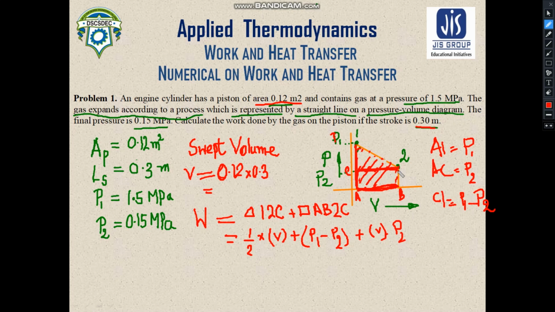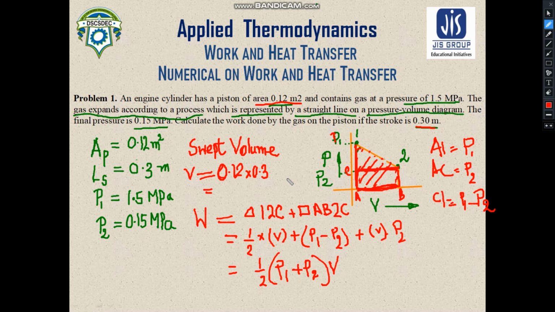So this is your breadth here, which is equal to P2, and this is your length here, which is equal to V. So ultimately the result becomes half (P1 plus P2) into V. Now you know P1 as 1.5, P2 as 0.15, and V is calculated from here. So just put in the data here and you will find the net work done.